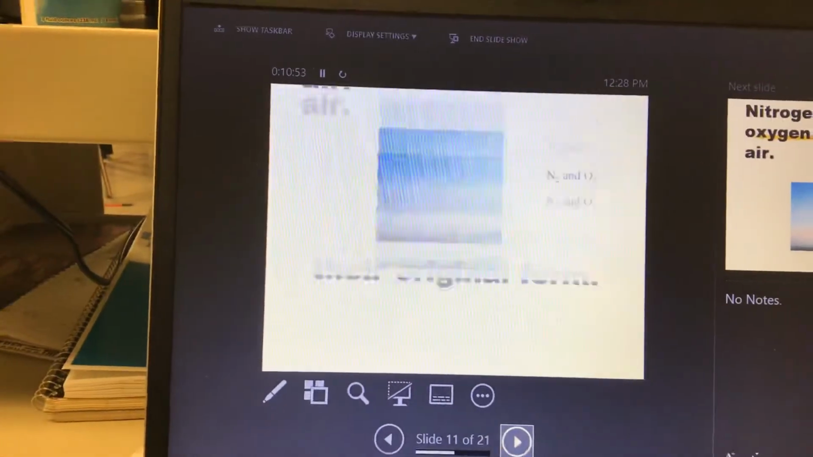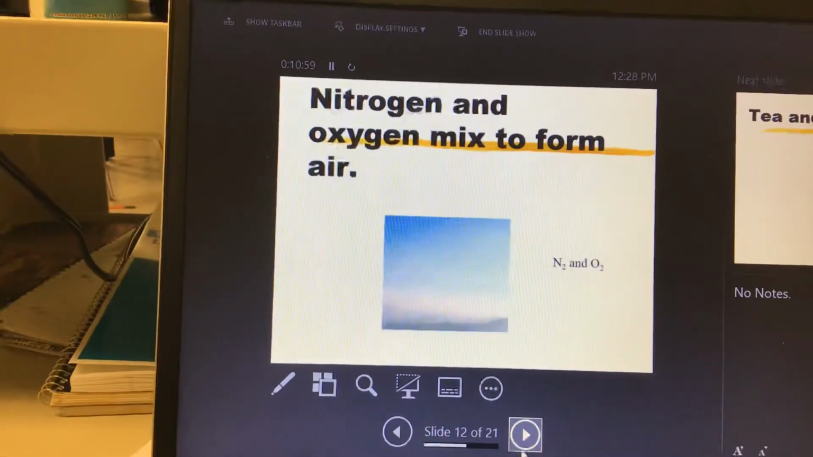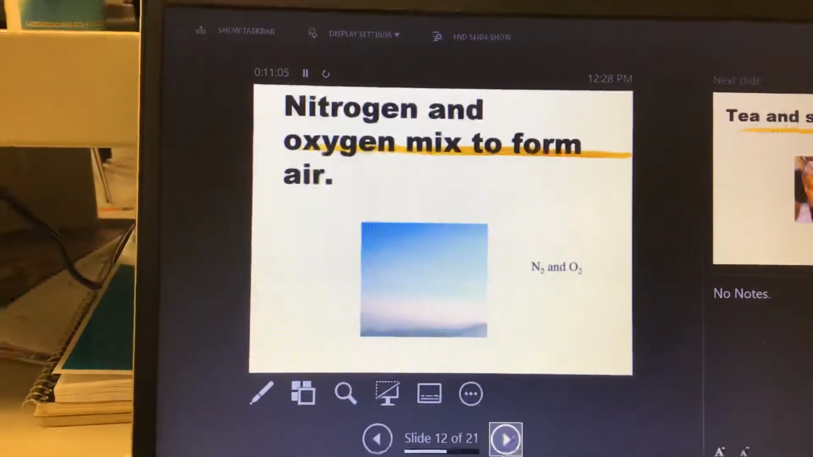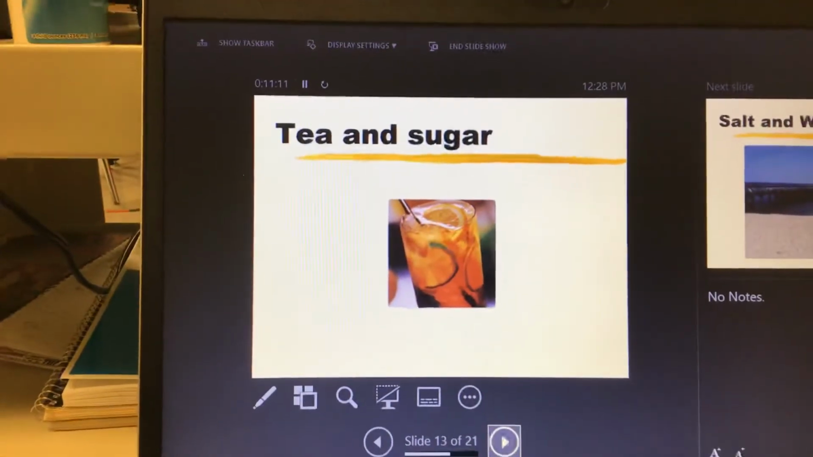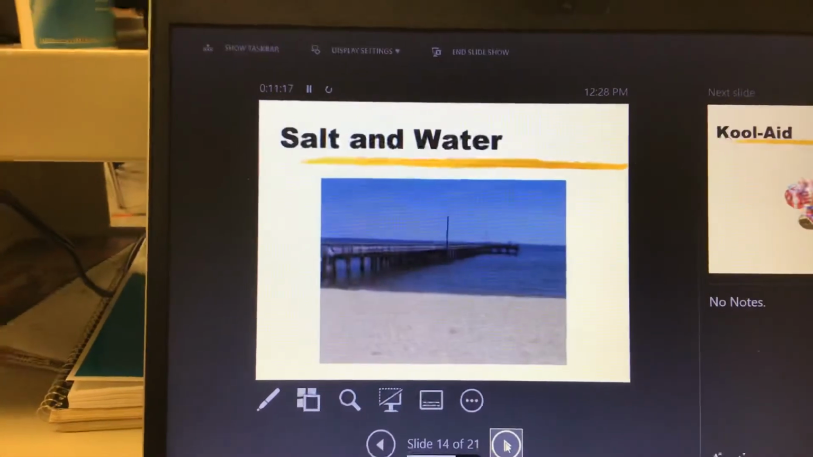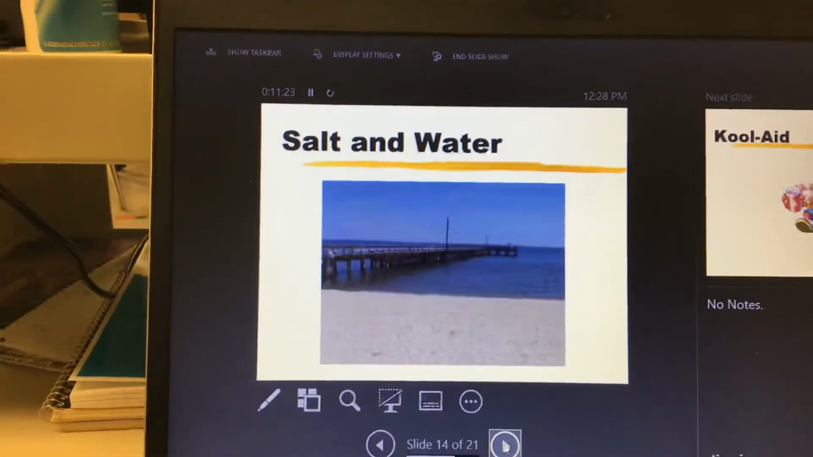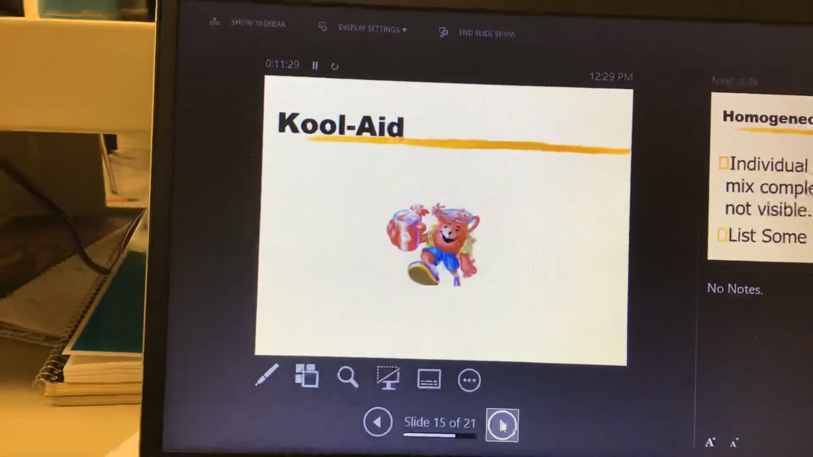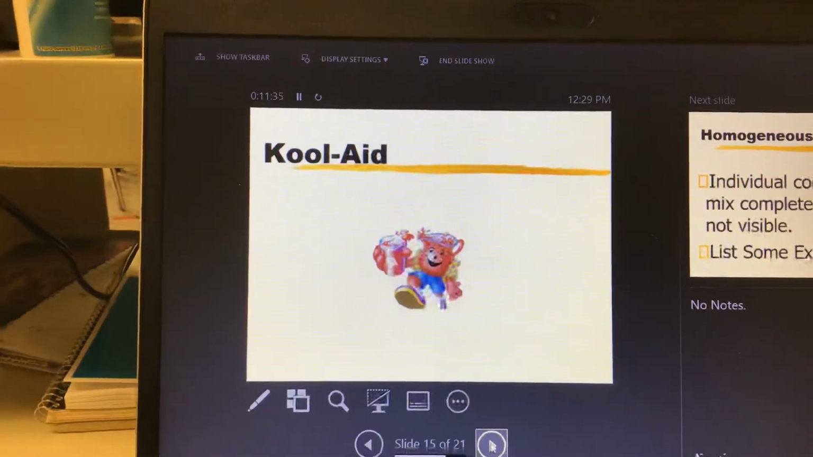Some common mixtures around us. You don't need to write this, but the air in this room, there is oxygen, there's carbon dioxide, there's nitrogen, there's dust particles, there's a bunch of things floating around this room. It's a mixture. Tea and sugar or coffee and sugar could be a mixture. Ocean water could be a mixture. Okay? It's salt and water. I could evaporate the water off and I'd be left with the salt. Everyone's favorite Kool-Aid is a mixture. It's sugar and water. I could evaporate the water off and I'd be left with the sugar.